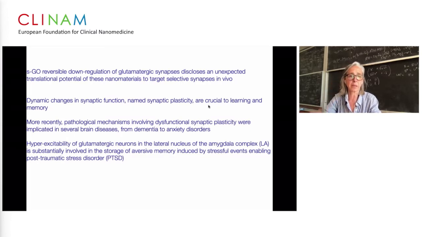But more recently, some dynamic changes in glutamatergic synapses have been involved in dysfunctional plasticity, which is at the base of symptoms that appear in several brain diseases such as anxiety disorders. In particular, in anxiety disorders, in the amygdala complex, in the lateral amygdala, glutamatergic synapses undergo a hyperexcitability wind up, which is a sort of long-term potentiation of synapses, which has been connected to the storage of aversive memory, which is at the base of enabling post-traumatic stress disorders after stressful events, PTSD.